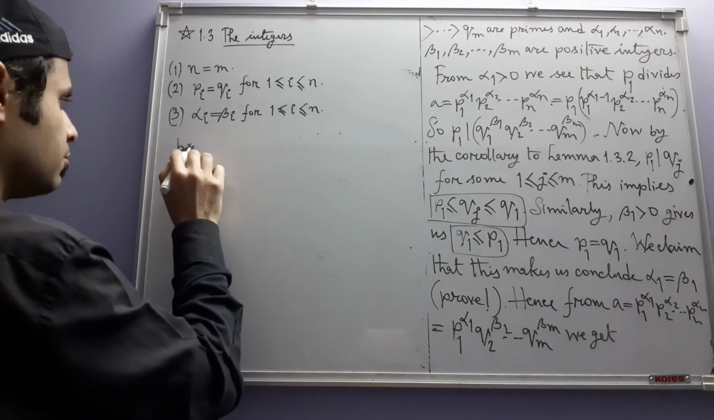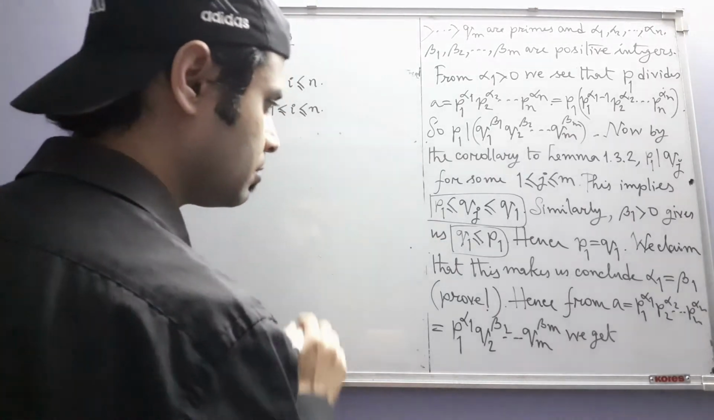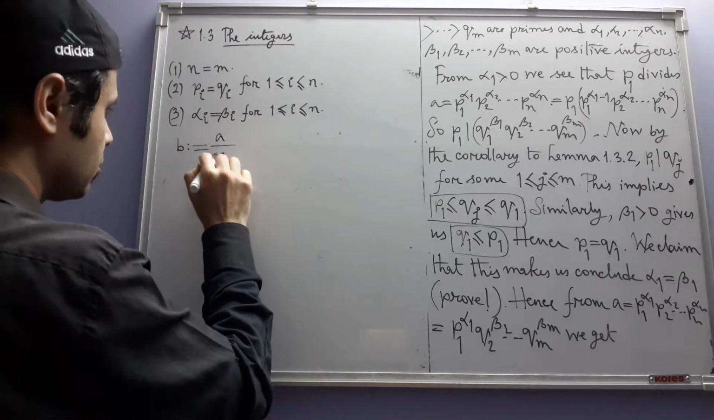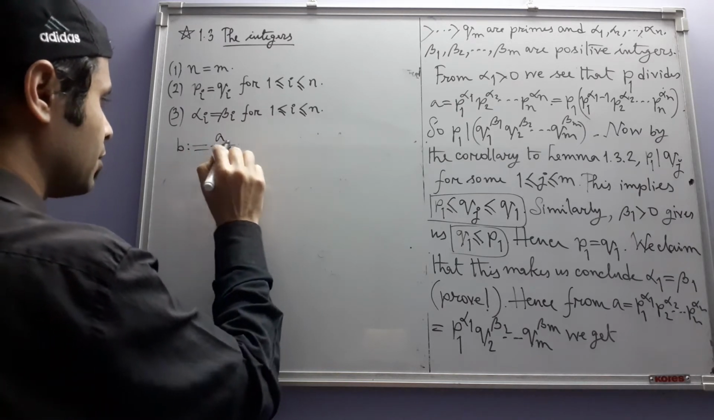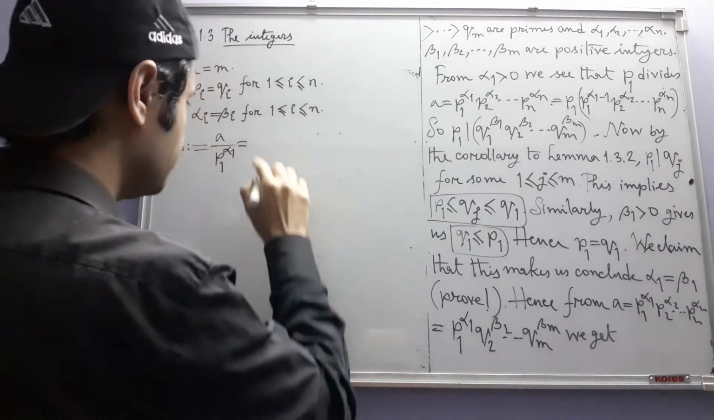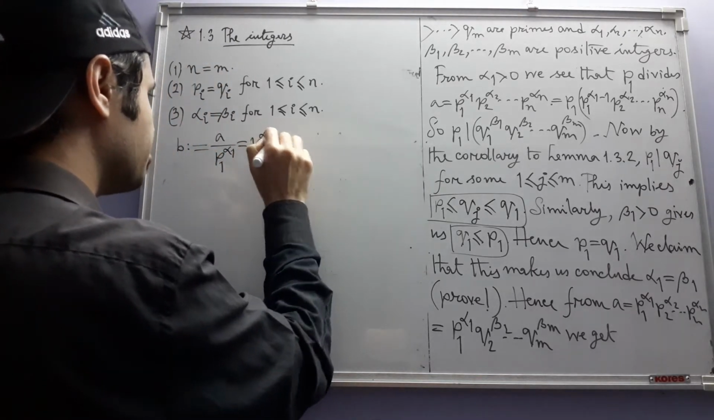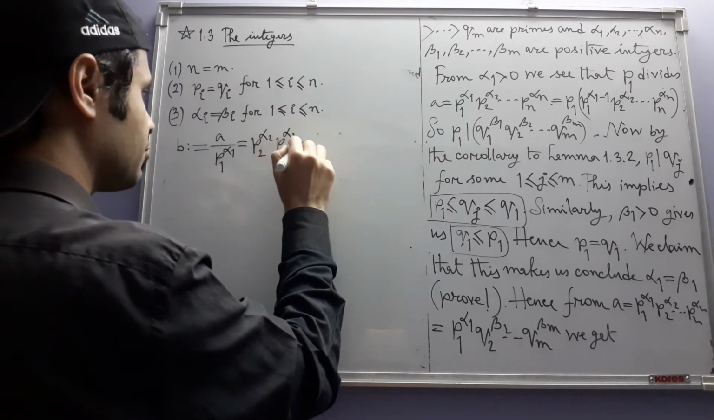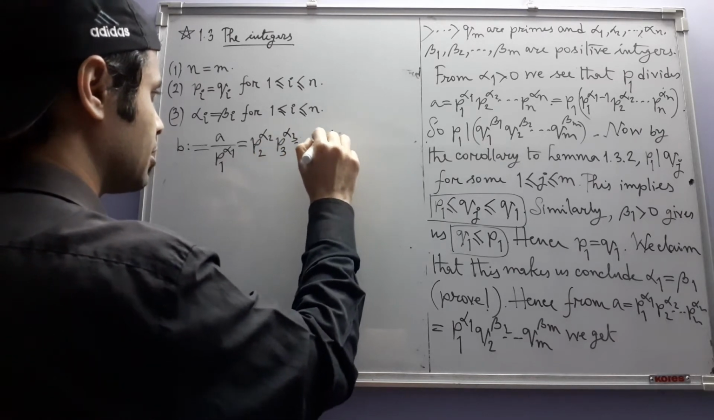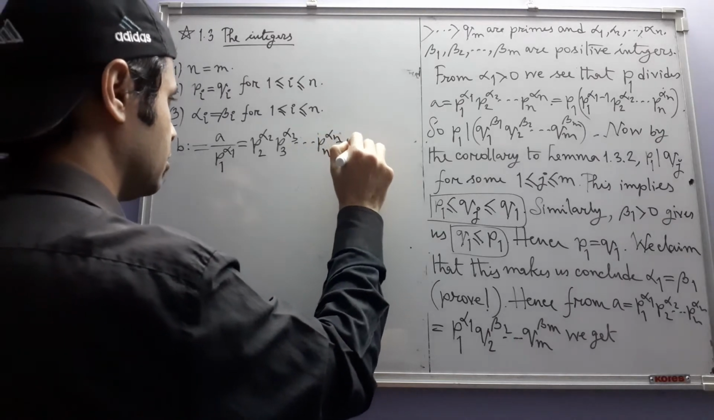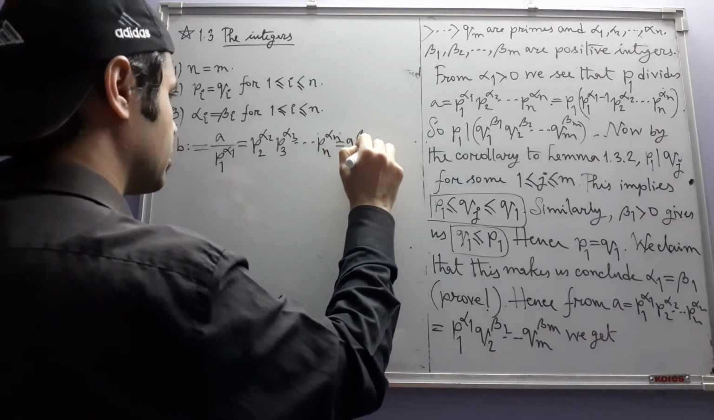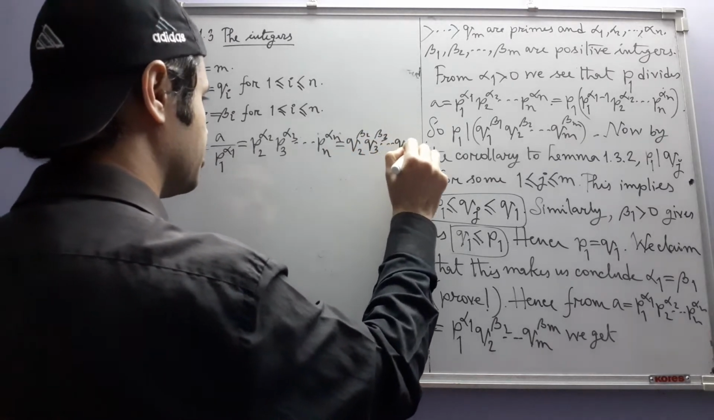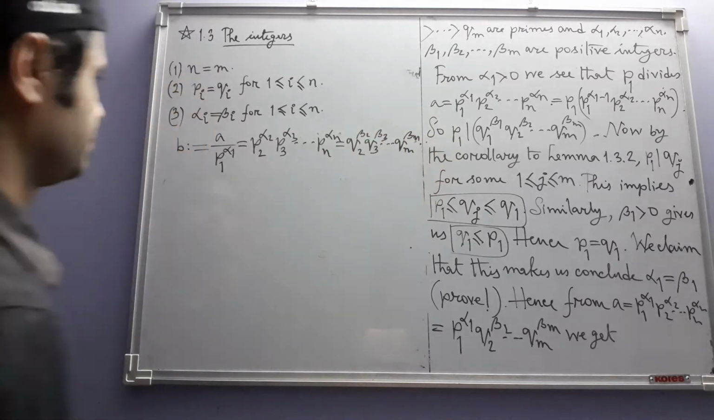B equal to A divided by P1 to the power alpha 1, which is equal to P2 to the power alpha 2 times, let me write one more, P3 to the power alpha 3 up to Pn to the power alpha n, which is also equal to Q2 to the power beta 2 times Q3 to the power beta 3 all the way up to Qm to the power beta m.